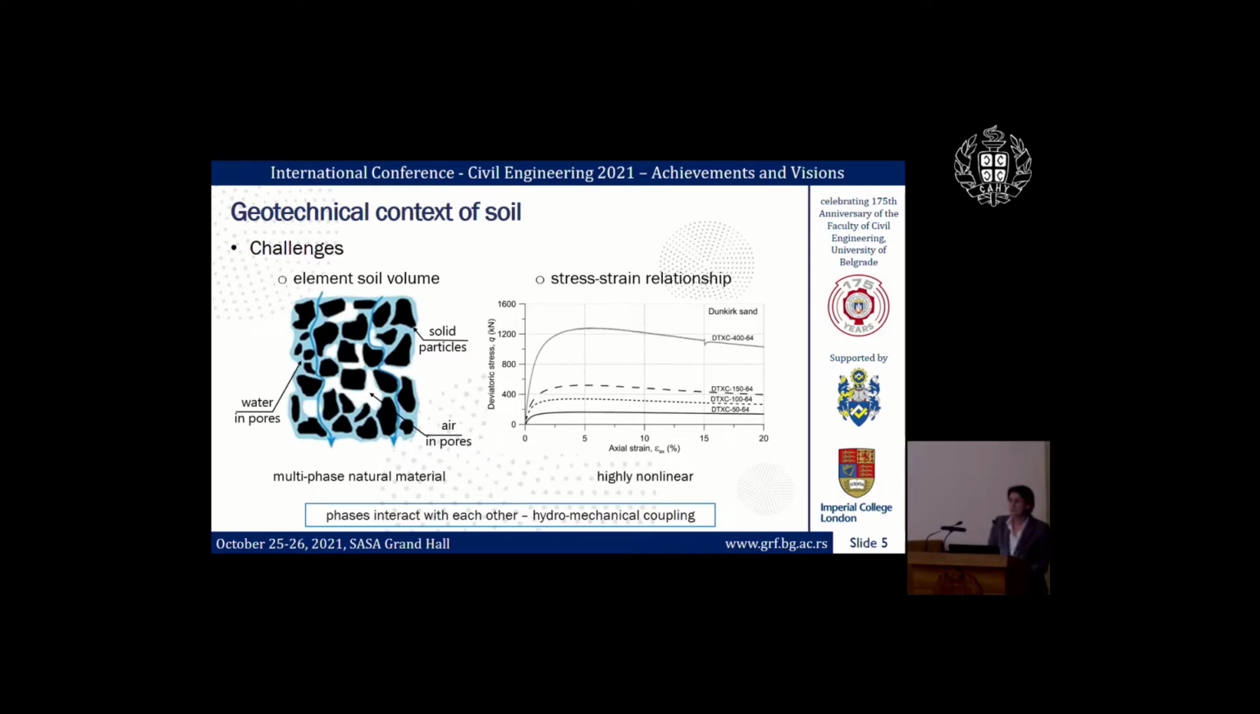And the problem is that any load applied to such a volume of soil is not sustained by a rigid soil skeleton made of these solid particles. There is an interaction between the phases. The skeleton is very deformable, and therefore the behavior of the soil, if we look at any stress-strain relationship, is highly nonlinear. So mathematical formulations of such a behavior are not a mean task.